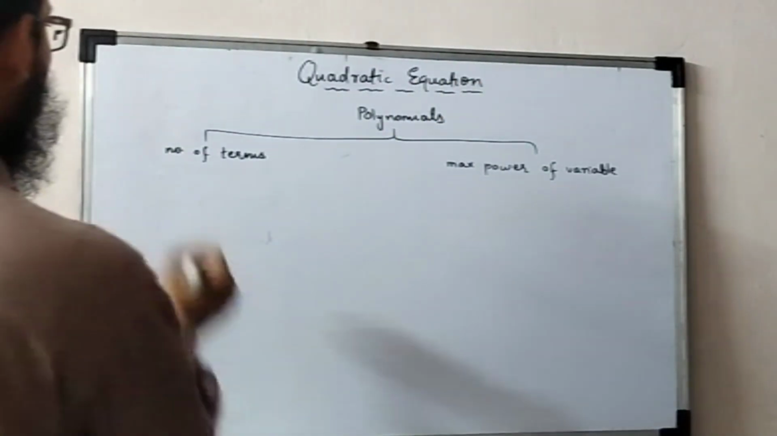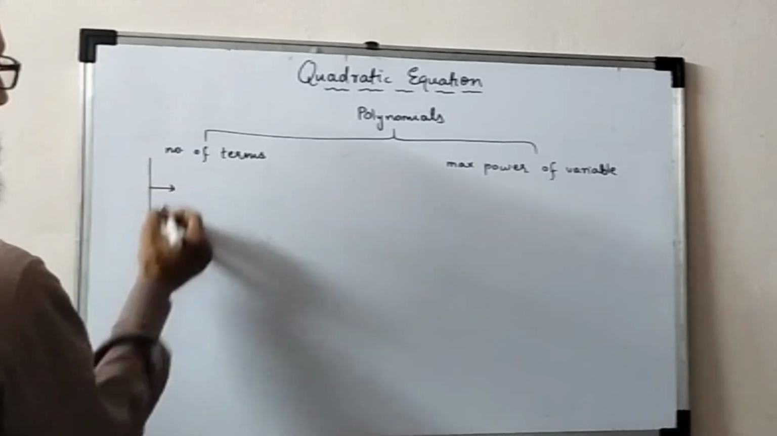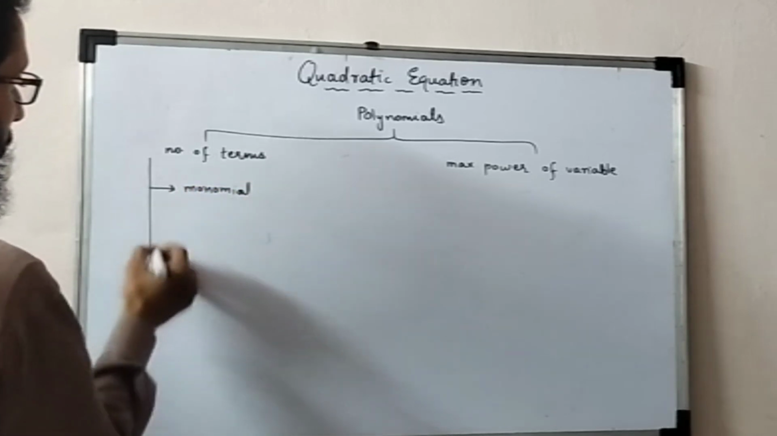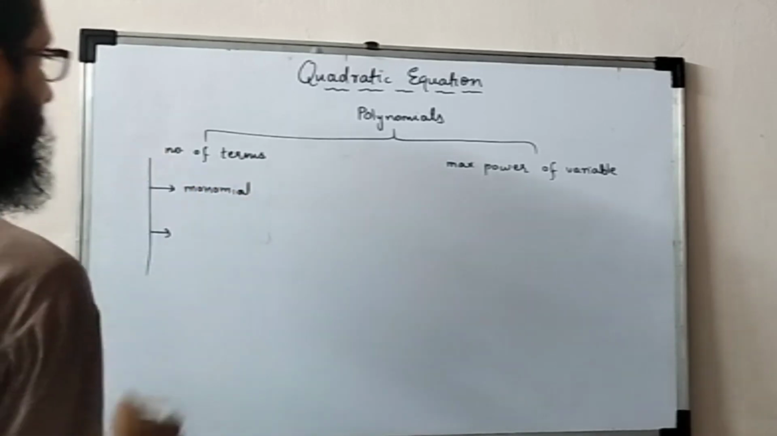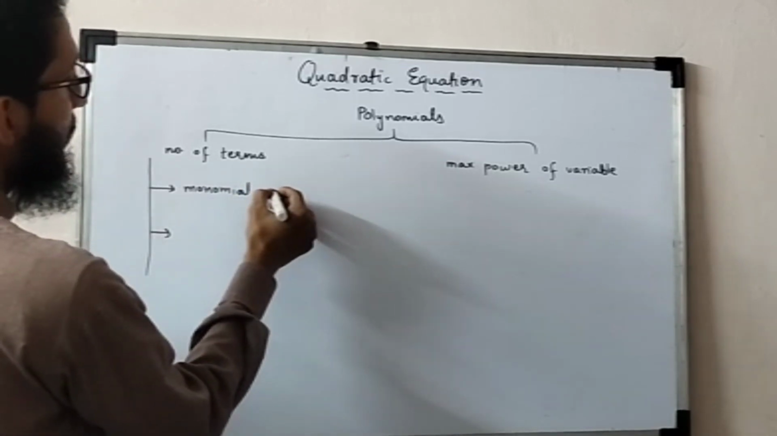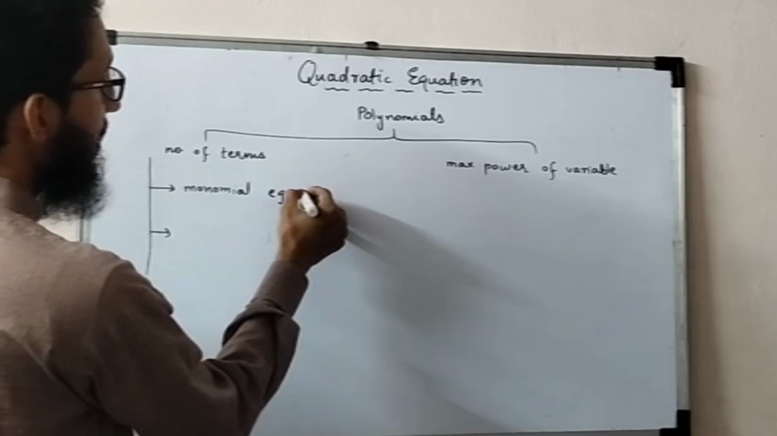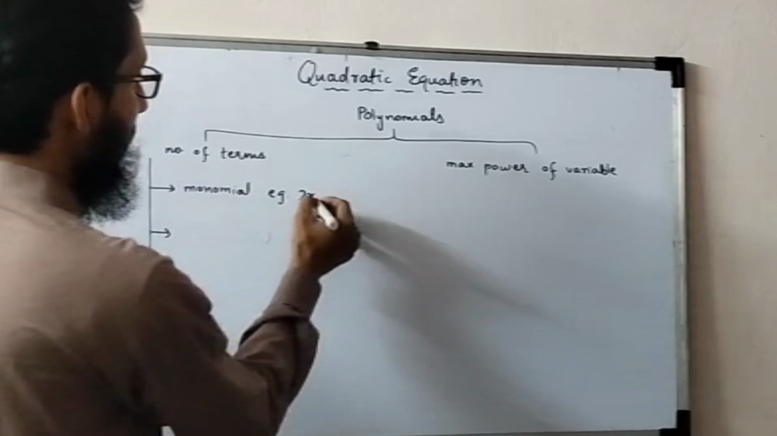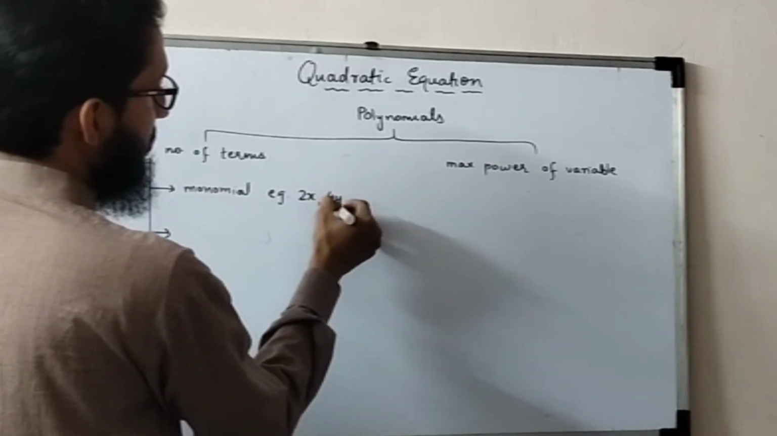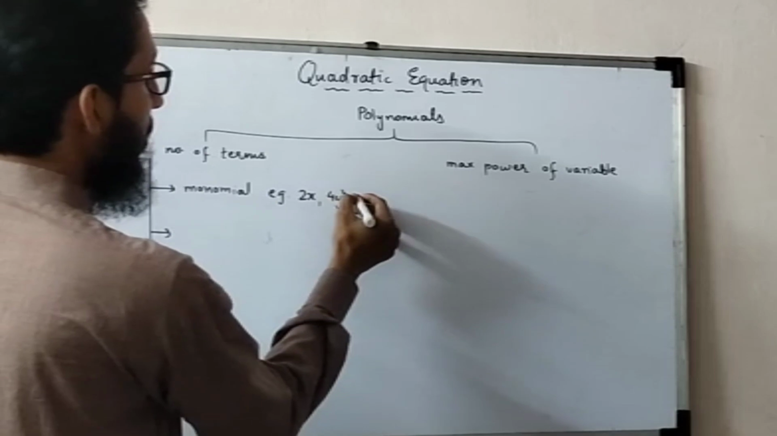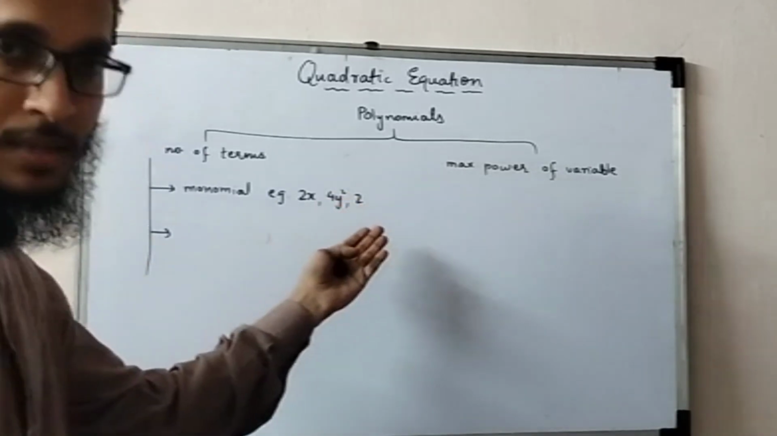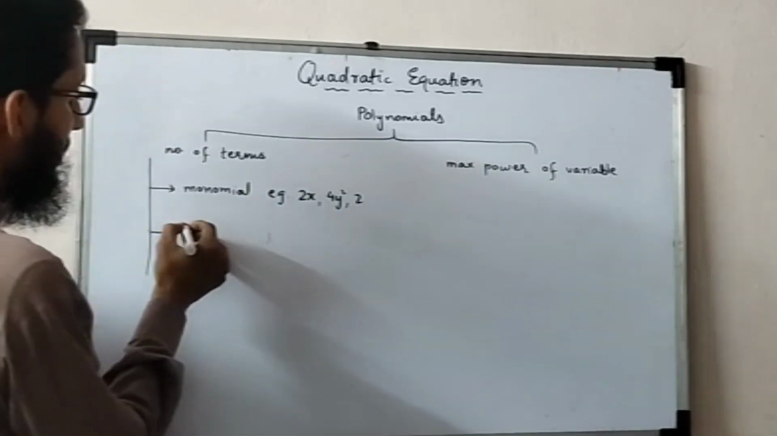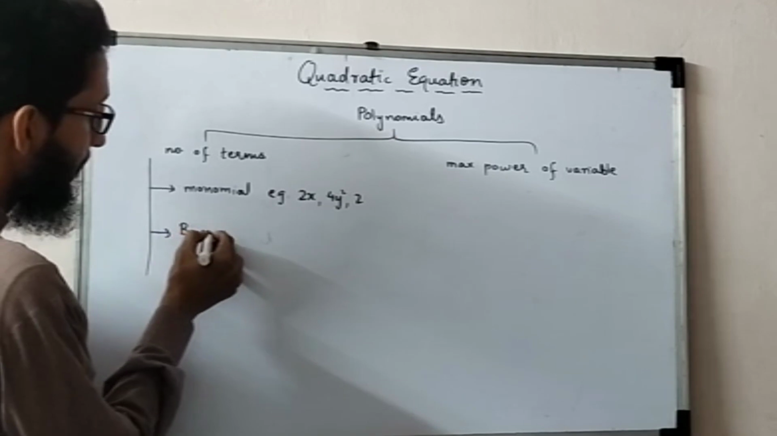Okay, so first type, on the basis of number of terms, monomial. I will not go in detail on this parameter. What will be the example? For example, 2x. Okay, this is monomial polynomial, and 4y square, this is also monomial polynomial, or 2, this is constant but it is also polynomial. Okay, monomial polynomial. The second type is binomial.